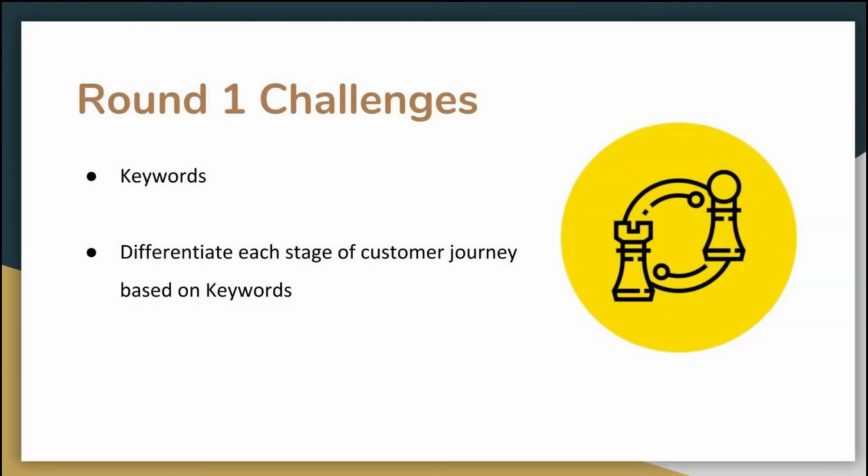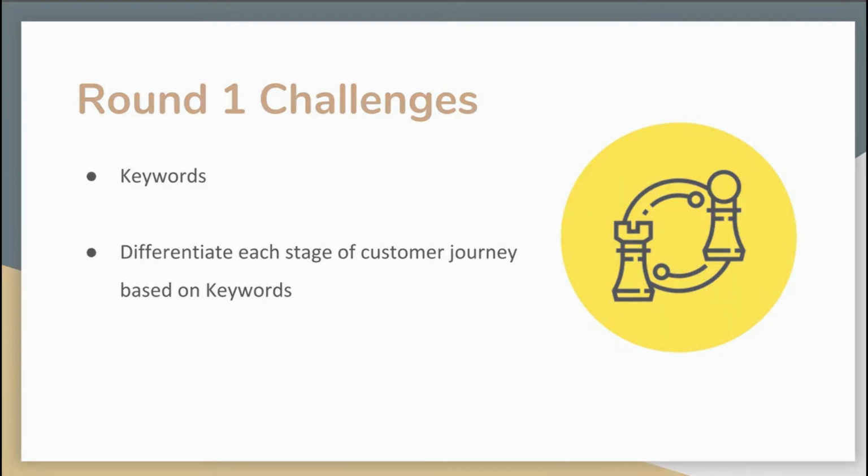First of all, for our group, we think it is challenging to choose keywords because in the first round, most of us focused on keywords that included the product name and were highly competitive. Secondly, it is difficult to distinguish each stage of the customer journey by using keywords. Next, we are going to introduce the results of round 2.